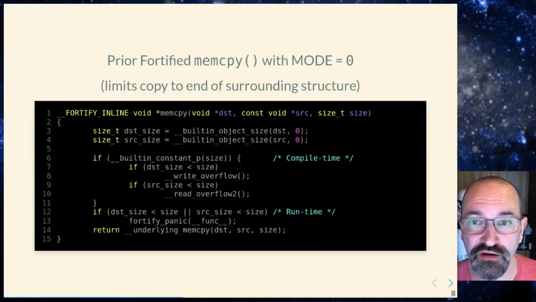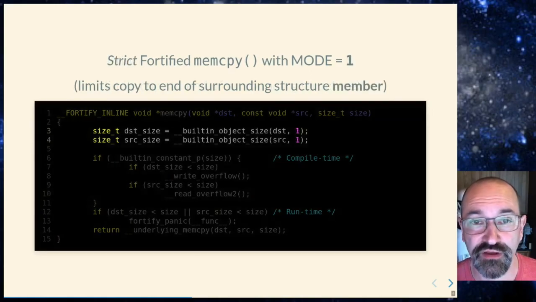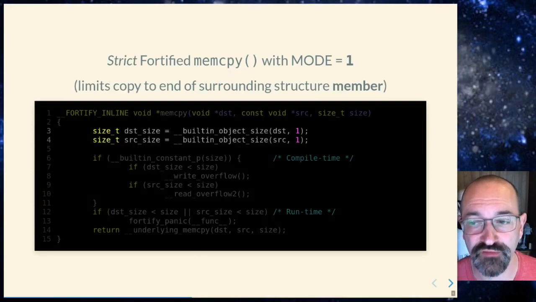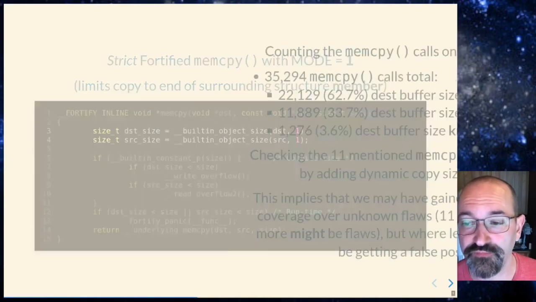So again, we've got our mode 0 limits copies to the end of the surrounding structure because of their 0 arguments. And if we instead change this to a strict fortified memcpy with mode 1, then we'll limit those copies to the end of the surrounding structure member, which would stop all of those.